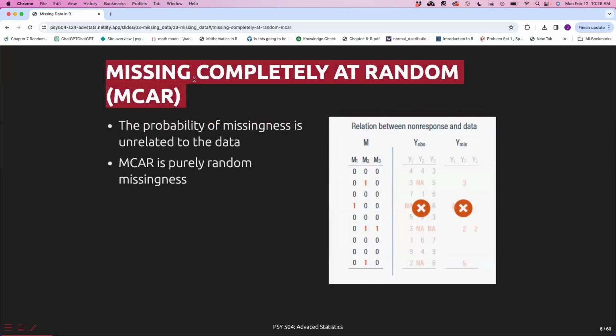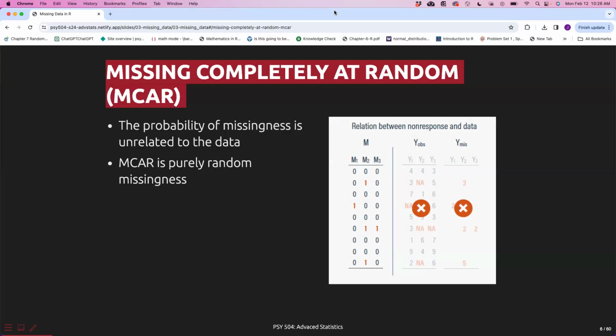So what does it mean for the data to be missing completely at random, or MCAR? Well, it means that the probability of missingness is unrelated to the data. We know that a data set can be decomposed into two parts, right? The observed part and the missing part. If it's MCAR, it means that it's unrelated to the observed part and unrelated to the missing part. So the probability of missingness doesn't affect the actual probability in the actual data set itself, right? So it's purely random missingness.